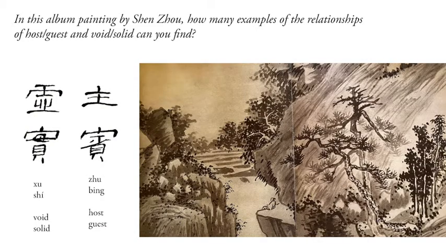And one last example, again, a far more complex collection of elements. Where is the host and where is the guest? In the trees, in the rocks, in the water. Where are the solids and how do they create the void? Where is the void and how does that create the solid? Where is the host and the guest in the solids? Where is the host and the guest in the voids?